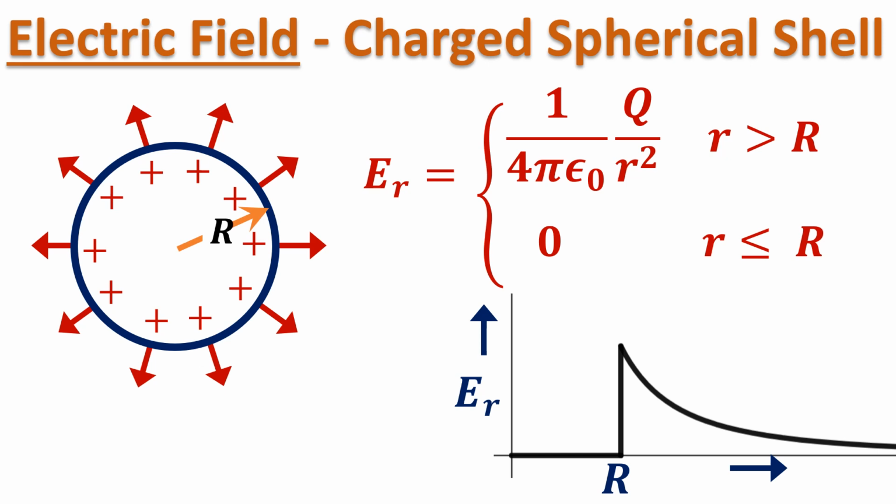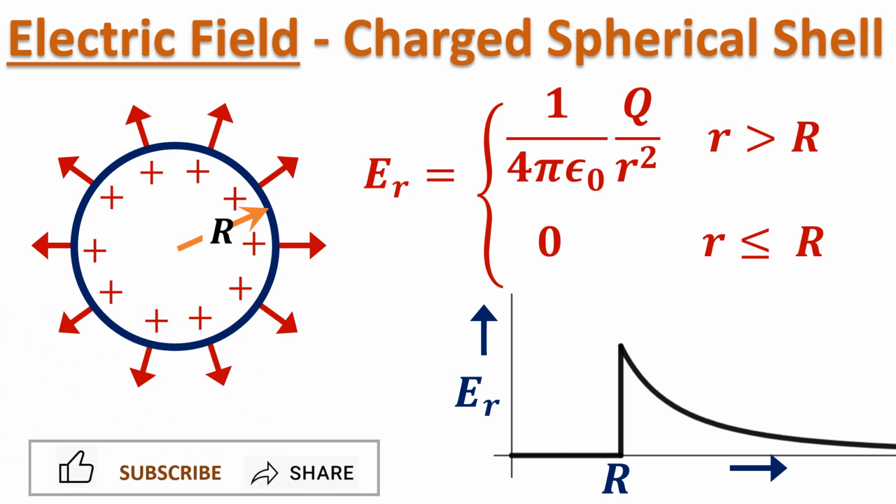Inside the charged shell, the electric field is 0. The graph below helps you visualize the electric field. It is 0 up to the radius of the shell. After that, there is a sudden discontinuous jump and then it slowly decreases as 1 over r square.